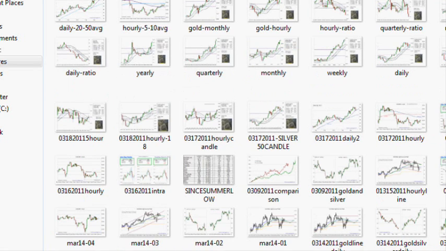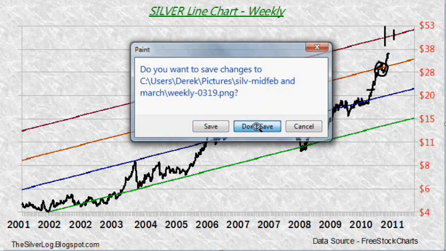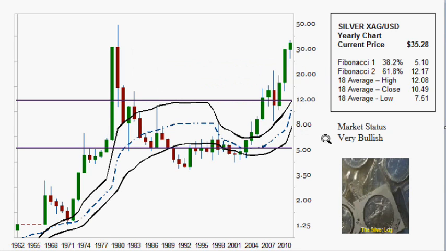The next chart that we are going to look at will be the 50 candle ones. We'll look at every single time frame, and we'll start within the hourly chart.